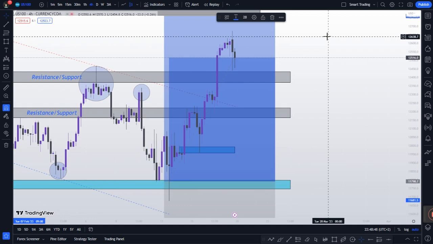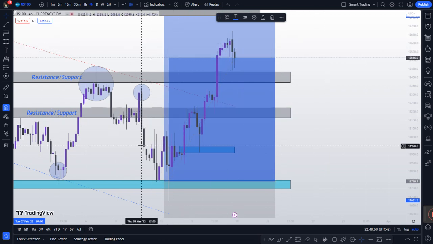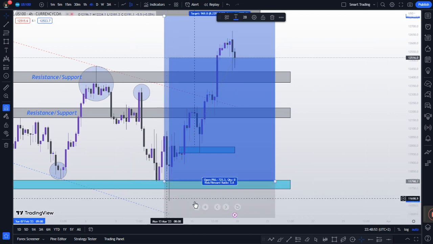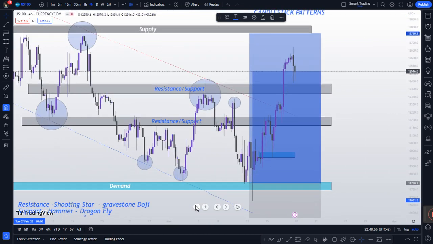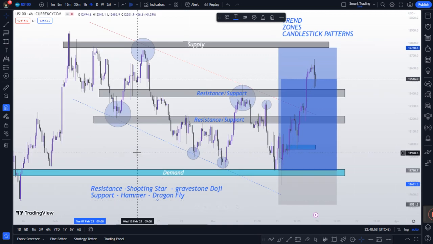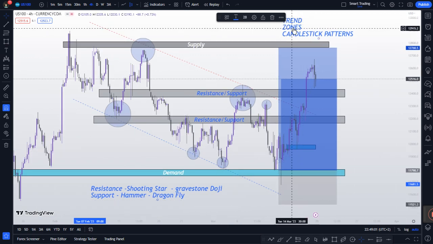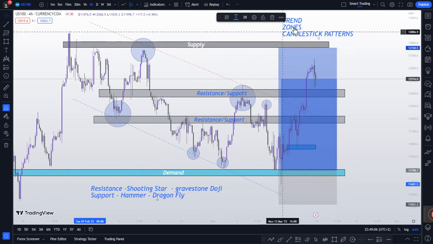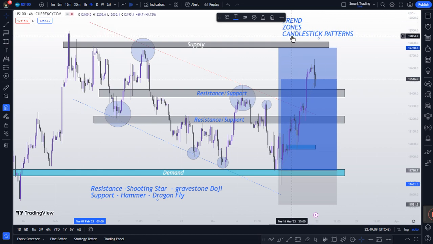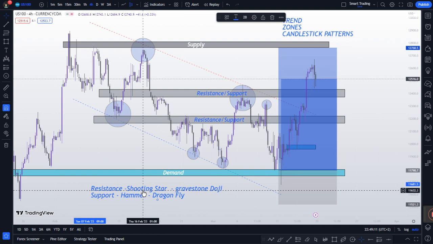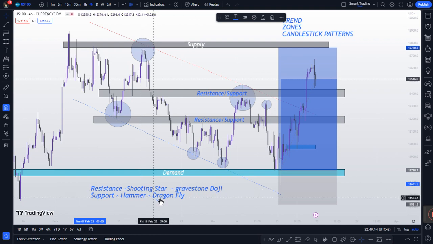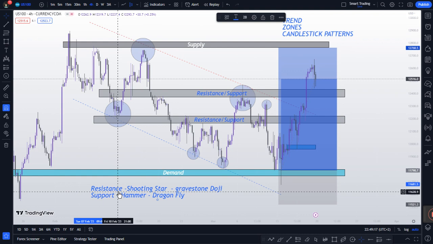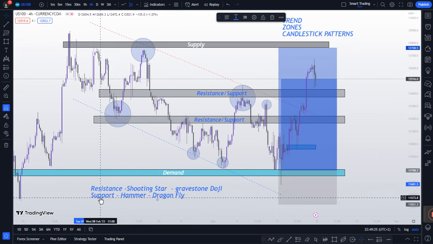So that's it for today, guys. I will basically continue on this strategy. The strategy is based on trend trading. You need to find a trend, then you need to find the zones, and then you look for the candlesticks. After you find the trend and the zones, you look for candlestick patterns: the shooting star, the hammer, the dragonfly, the doji. Where are you supposed to look for them? The shooting star and the gravestone doji, you look for at resistance, and the hammer and the dragonfly, you look for at support.